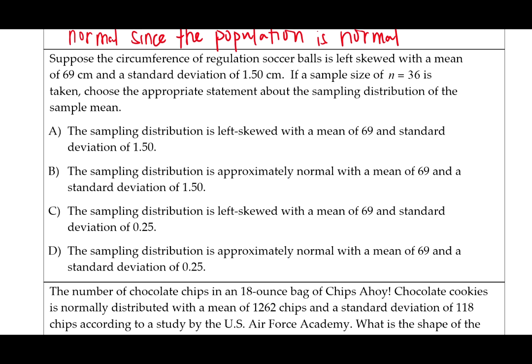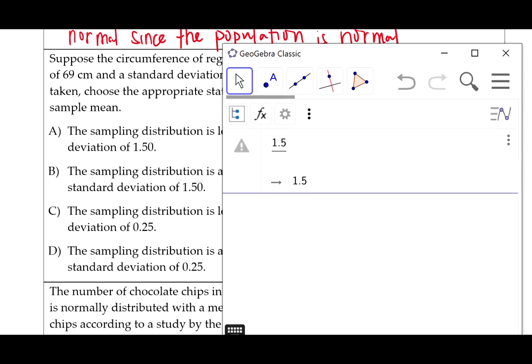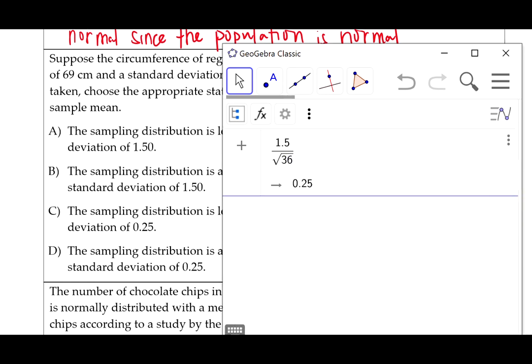So we know that the mean of the sampling distribution will be equal to the mean of the population, which is 69. We know that the standard deviation of the sampling distribution of the sample mean will be equal to sigma over the square root of n. In this case, our sigma is 1.5 and our sample size is 36. So let's compute 1.5 divided by the square root of 36. And that gives us 0.25.